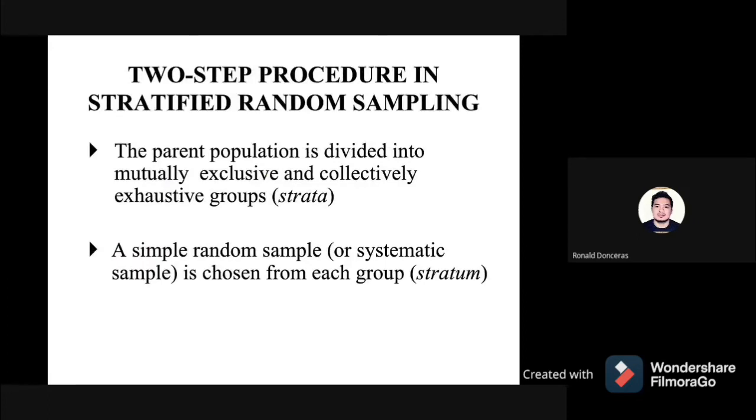Now, there are 2 steps in the procedure of stratified sampling. Namely, the population is divided into 2 mutually exclusive and collectively exhaustive groups, or we call it strata. Pag sinabi natin mutually exclusive, meaning to say na they are not sharing common characteristics. One strata is different from the other. Okay? So, kaya tinawag na mutually exclusive. The other procedure is that a simple random sample or systematic sample is chosen from each stratum. So, in other words, yung pinakauna, create ka ng strata. From that strata, create ka ulit ng another subgroup.